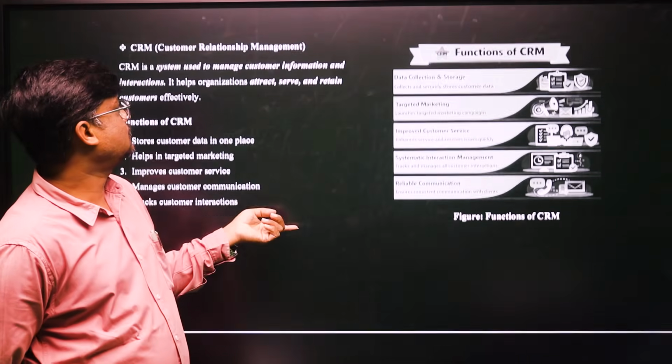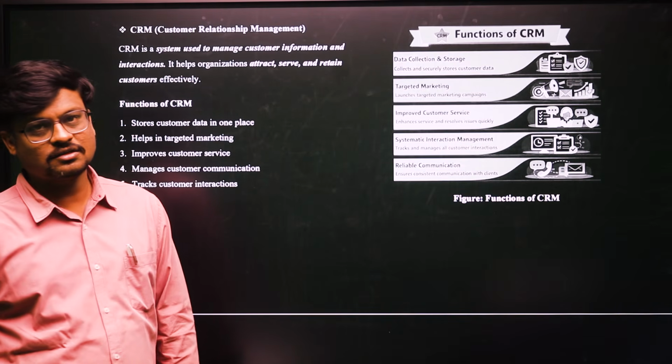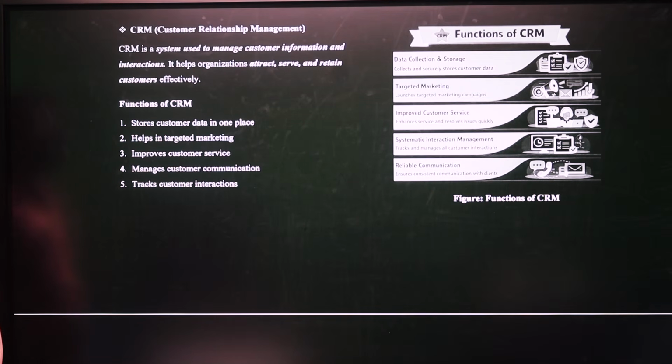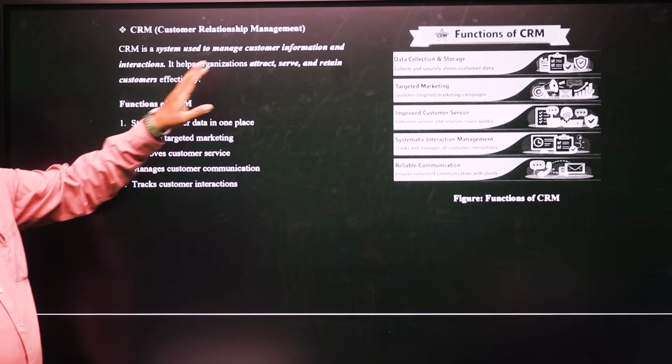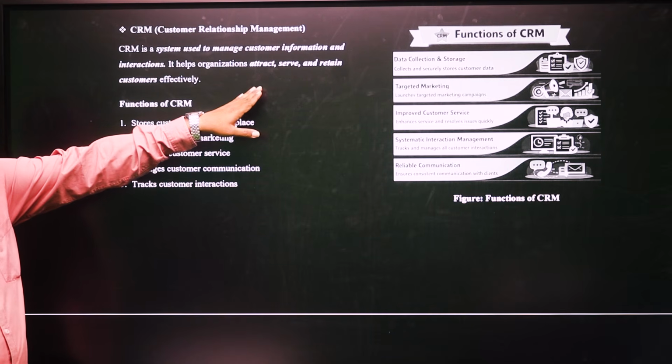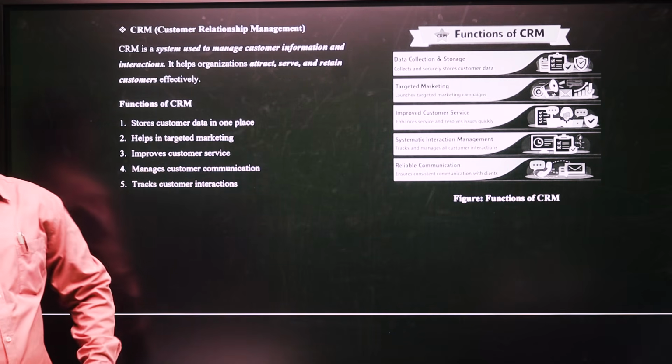And the last topic of our unit 3 is CRM. What are the functions of CRM? CRM stands for Customer Relationship Management. It manages the customer information and interactions. It helps an organization to attract, serve and retain the customers effectively.